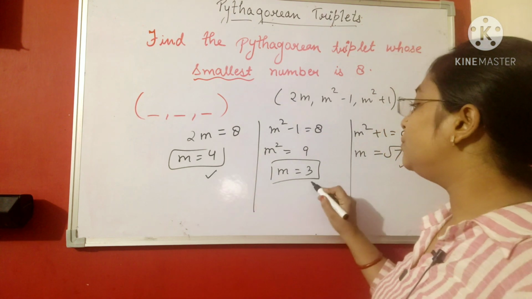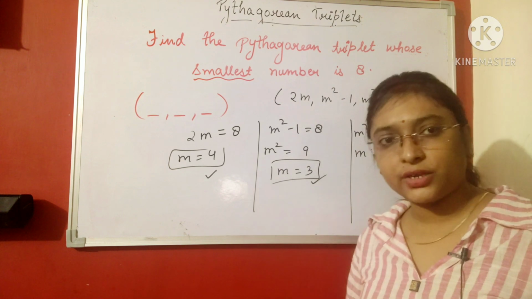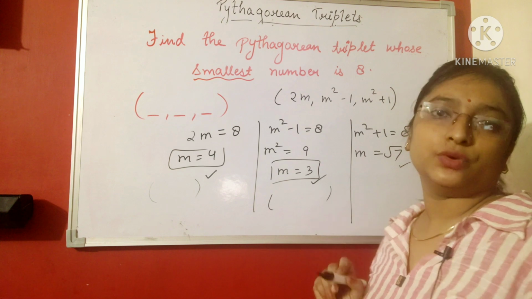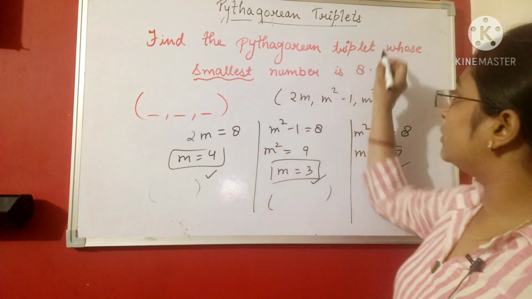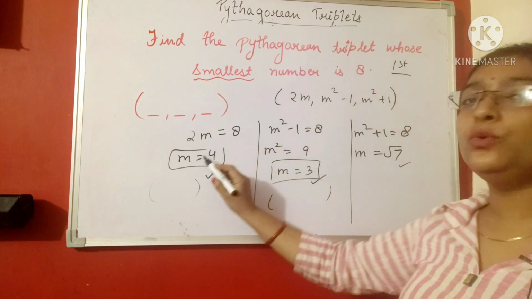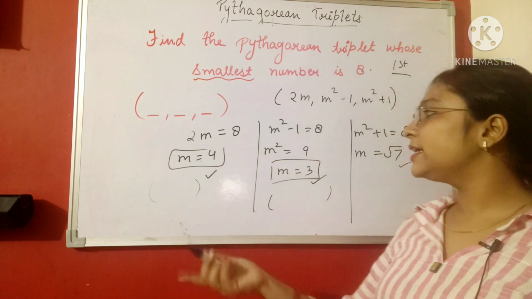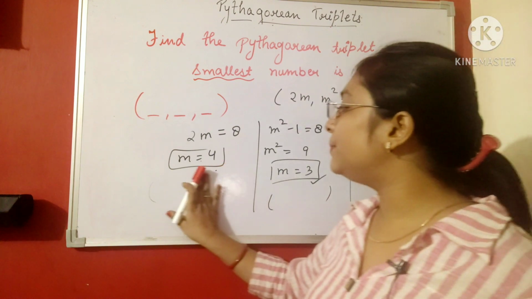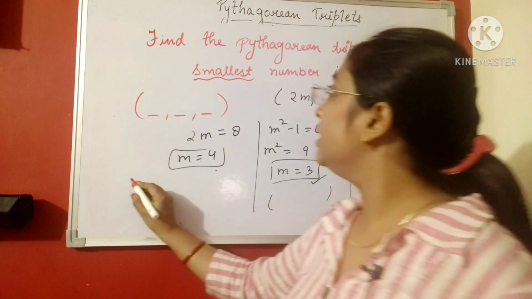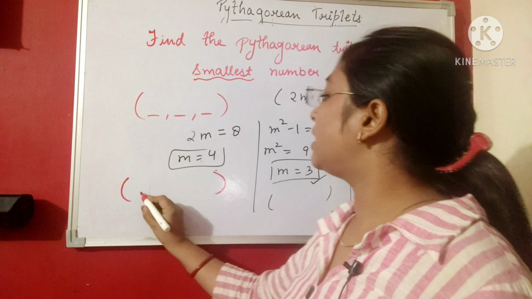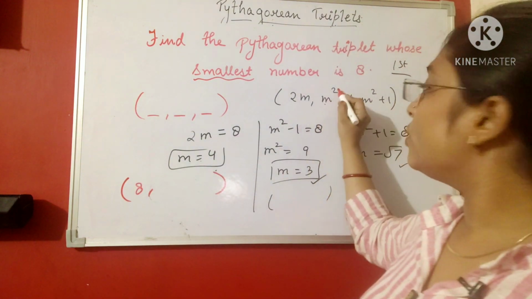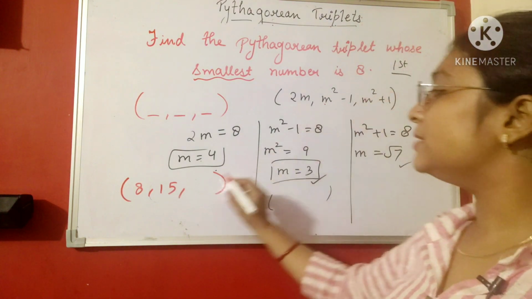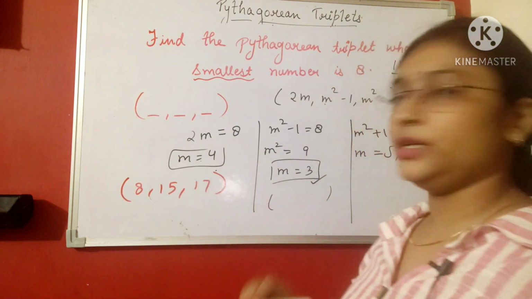But here we have two natural numbers. In such cases, we will solve for this also and for this also. That means for the first case, we will keep the value of m as 4, and for the second case, we will keep the value of m as 3. If we keep the value of m as 4, then 4 2s are 8, 4 square is 16 minus 1 is 15, and 16 plus 1 is 17, right?